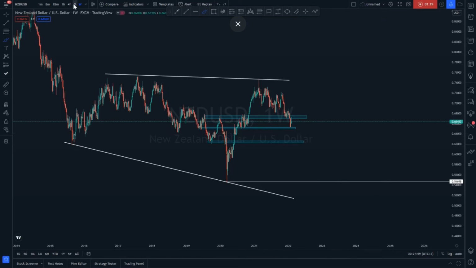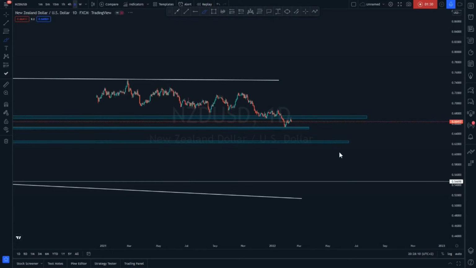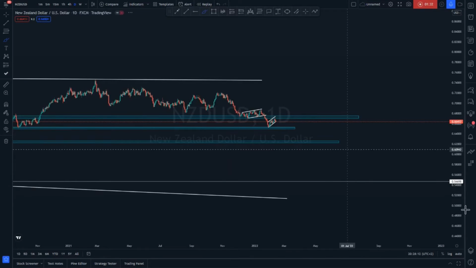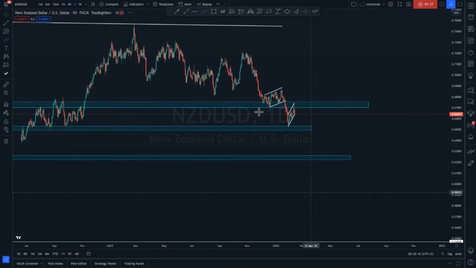So I'm going to dive deeper into the daily to check the inner structures as well, to see what the market is telling me on the current bit of price. As we move to the daily and zoom in to see what's happening, this is what we see so far on the current bit of price.